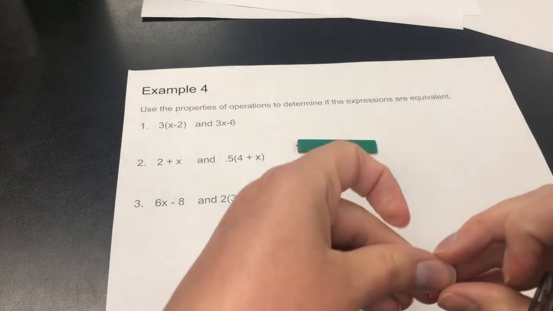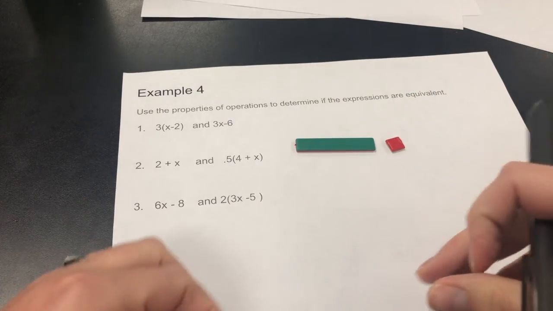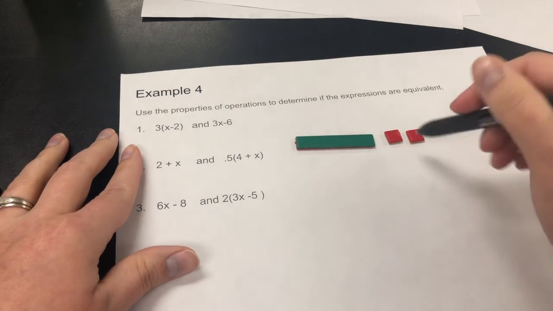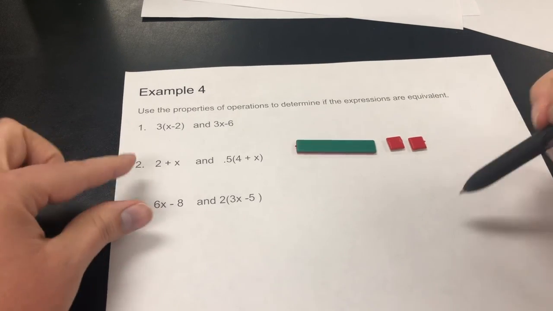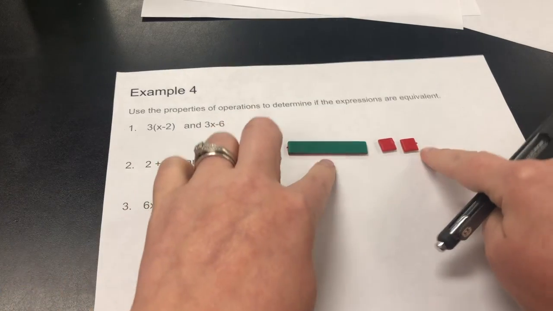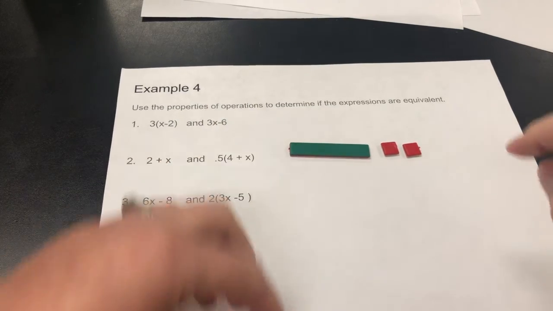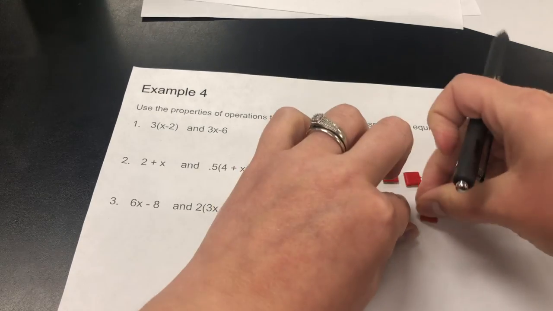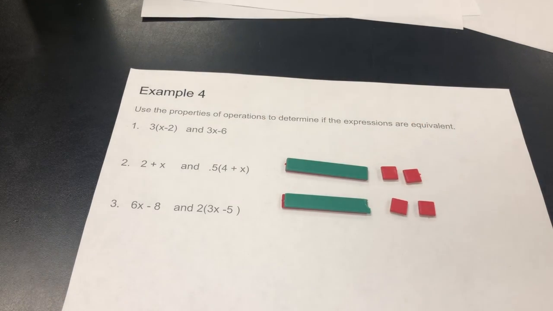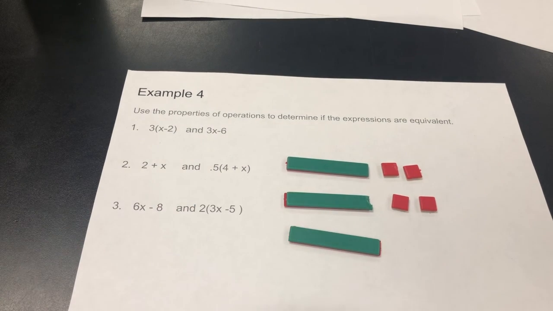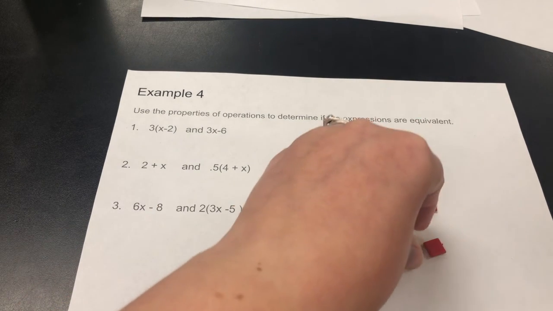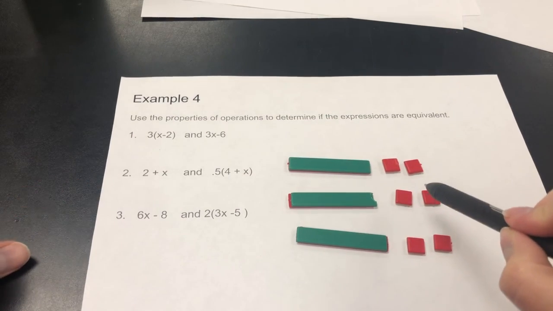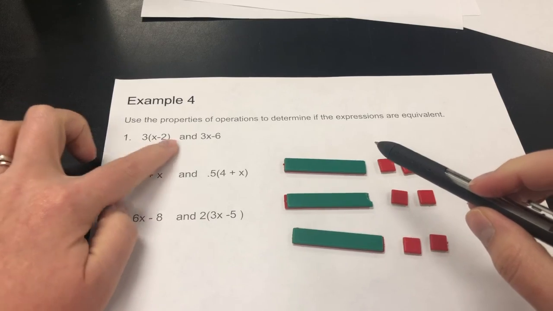Now I'm using subtraction, so I'm going to use that red side. If you want to model it, you can use crayons to color and draw your little squares, or you can just put little subtraction signs. So I need 3 of these expressions. Okay, so I have 3 of these expressions. And that's what this tells me.